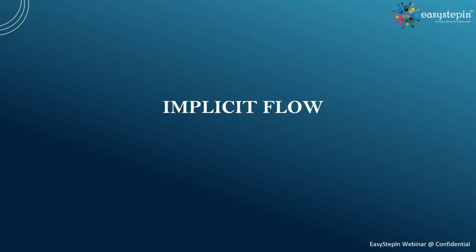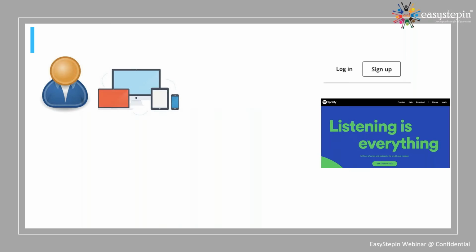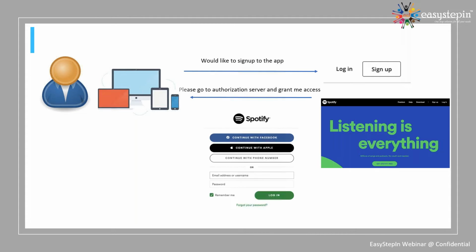Okay, so let's first start with implicit flow. Let's say you wish to listen to the latest music and so you want to sign up to Spotify, right? So you as a user from your device will click on sign up, saying you would like to sign up to the app. The Spotify application then sends a response saying that please go to any of these authorization servers and grant me access.